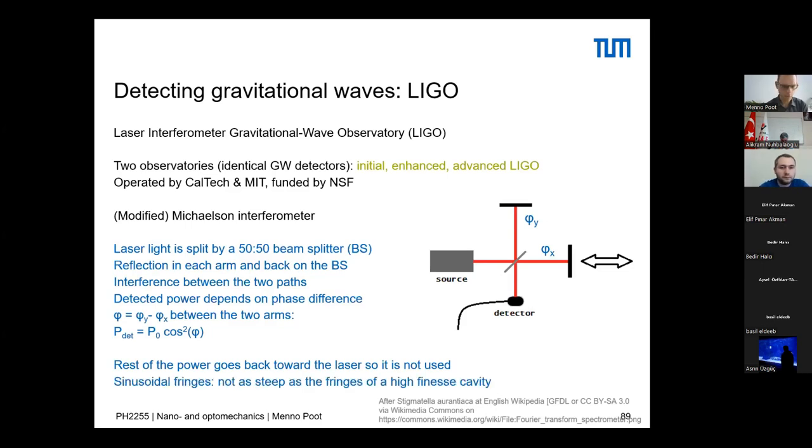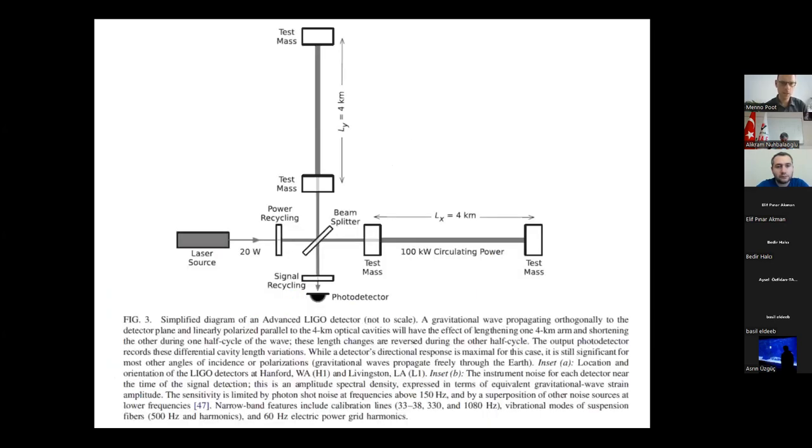And although we didn't talk too much about that in this short introduction, if you would use a high finesse Fabry-Perot cavity, you would actually have much steeper fringes than in this case using a Michelson interferometer. So why did they use it? Well, it turns out that this is actually a modified Michelson interferometer. So when we look in more detail at what it looks like, it's not like the picture we have over here, but more like the picture we see over here.